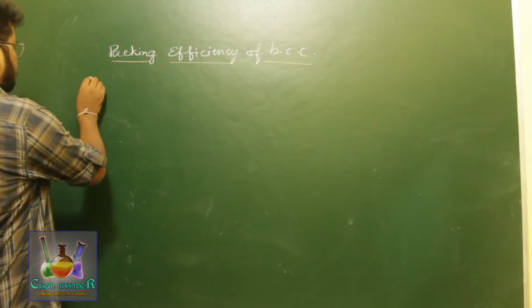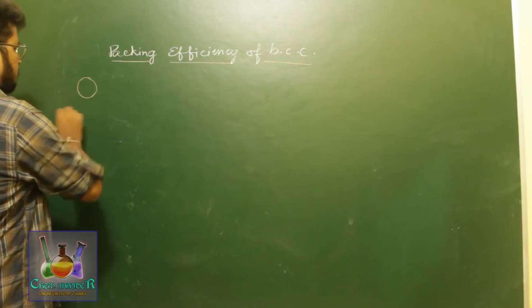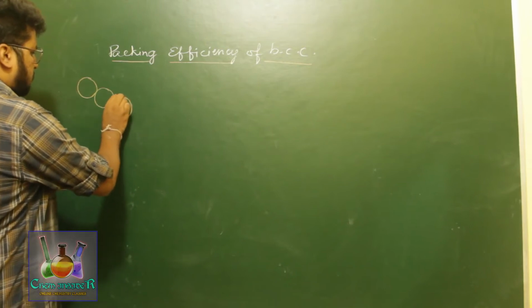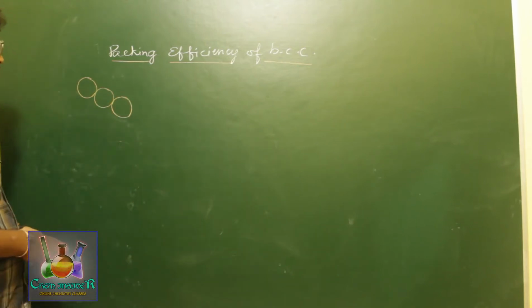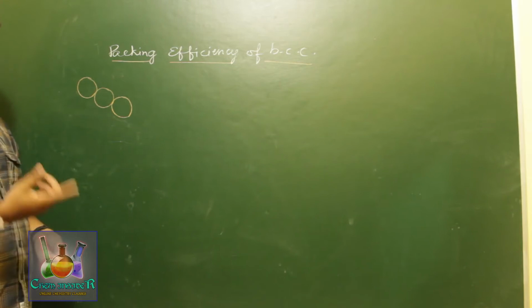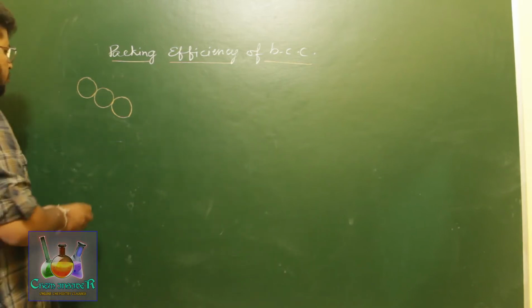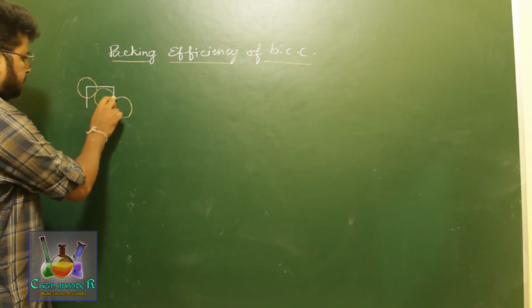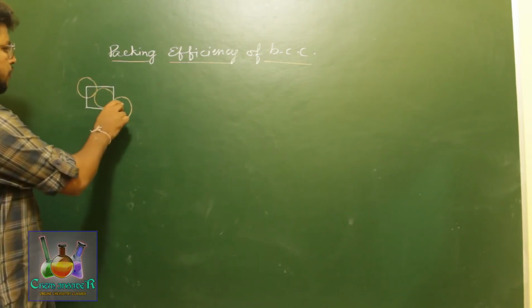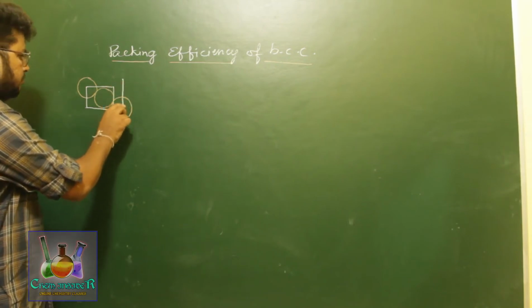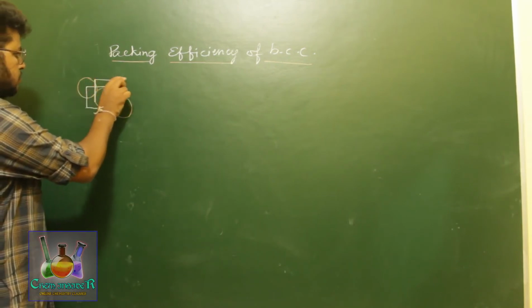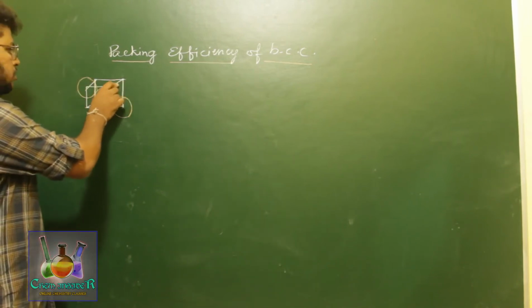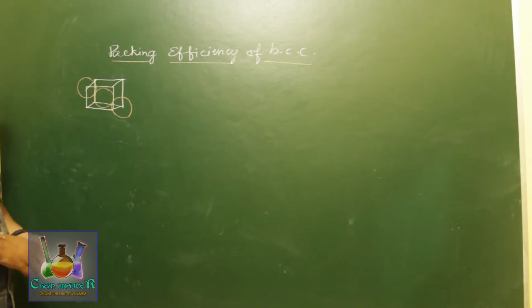Okay, so if I consider 3 atoms, say these 3, these 3 are touching one another, but it should be forming a body diagonal line. So for that, first we'll draw a front face of this cell. Okay, and now for this one, it has a center over here. So this will be the structure for a body centered BCC lattice.